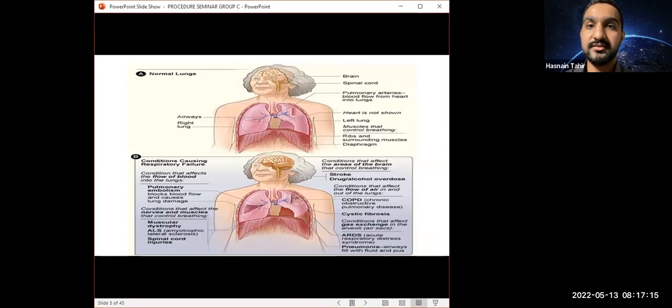These are the conditions that could cause respiratory failure. It could be conditions that affect the flow of blood into the lungs, conditions that affect the nerves and muscles that control breathing, conditions that affect the areas of the brain, and conditions that affect the flow of air in and out of the lungs. It is all indicated in this picture.